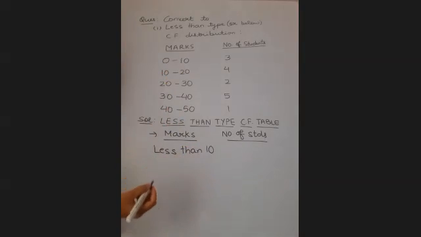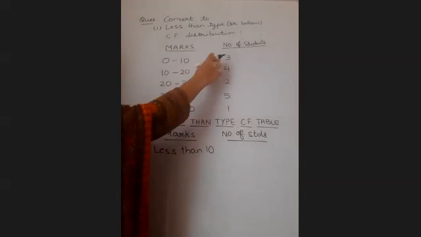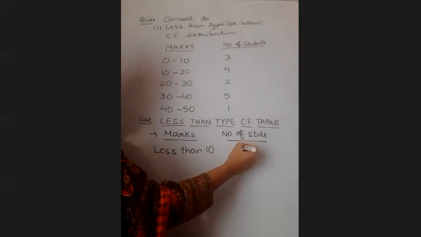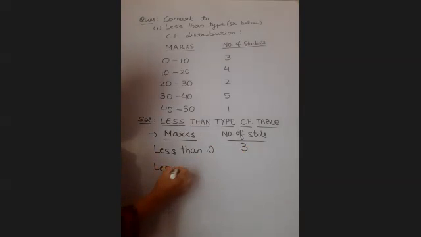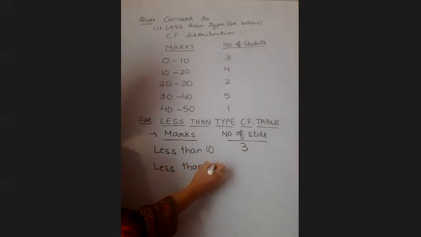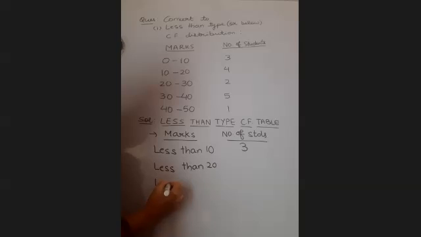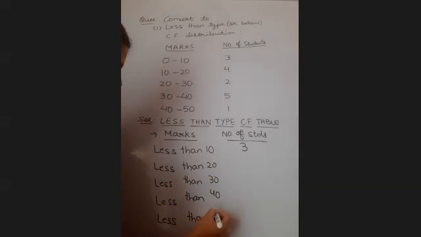Now, how many students are scoring marks less than 10? 3. Now 10 to 20, less than 10 or less than 20? Less than 20. So it will be less than 20. First, let us decide on this. Next will be less than 30, then less than 40, and the last would be less than 50.